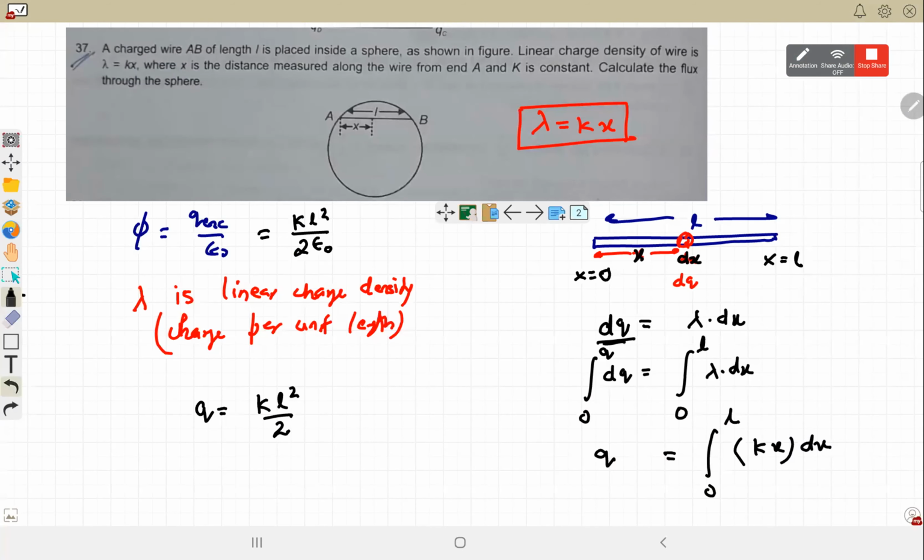No, so it's given 2k L square upon 4 epsilon naught. I think they simplify with the same object. 2k L square upon 4 pi epsilon naught. This one. No, sir, opposite ways. 4 upside, 2 downside.